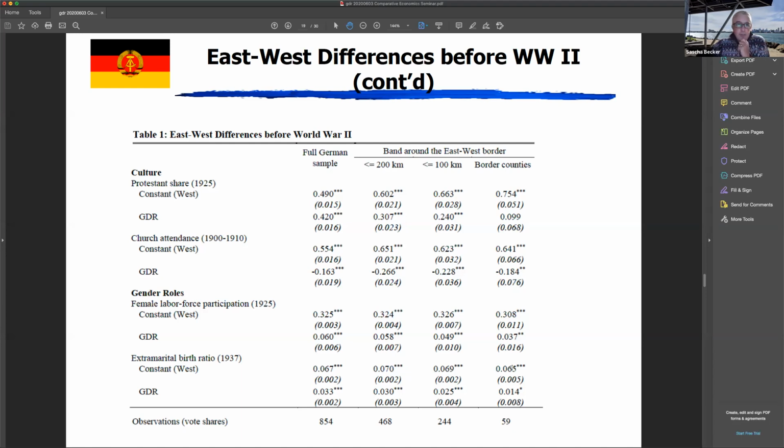Then on the West-East Berlin question, that's an excellent question, because I should have stressed that all of these numbers that I'm showing you always explicitly exclude Berlin. So we are talking about the counties in Eastern Germany, excluding Berlin.